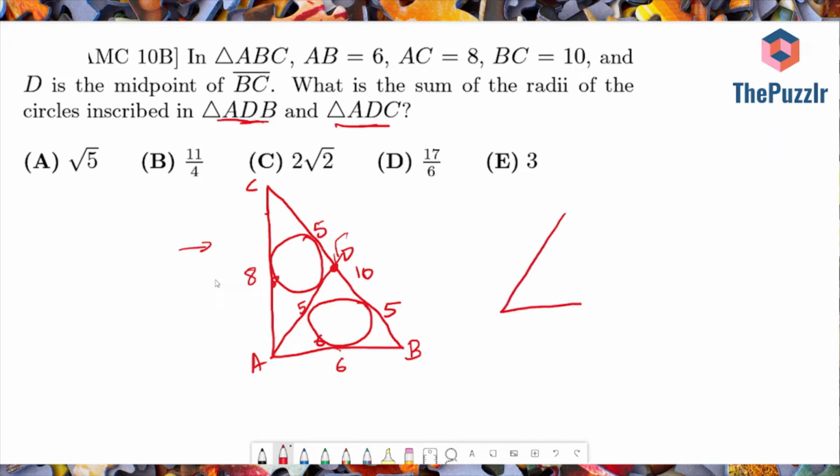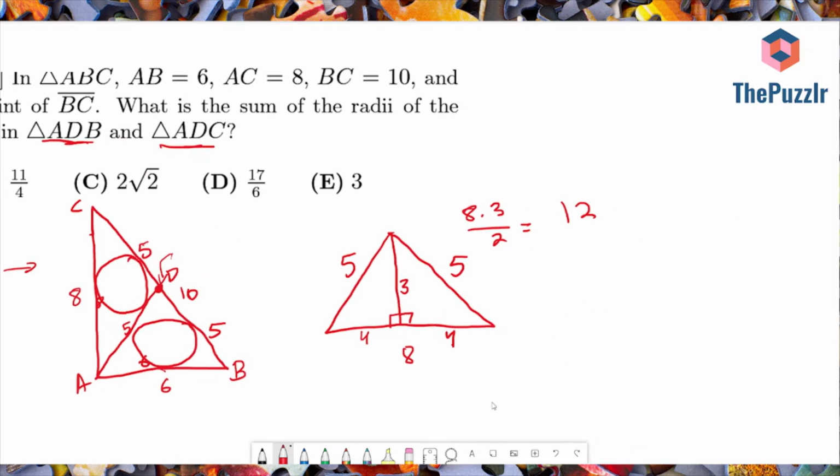ACD is a 5, 5, 8 triangle. Now the cool thing about isosceles triangles is you can put a line in between, and this bisector, this median, also creates right angles. So this right here is 4, and then by Pythagorean theorem, this is 3. We know that the area of this triangle is 8 times 3 divided by 2, or 12.